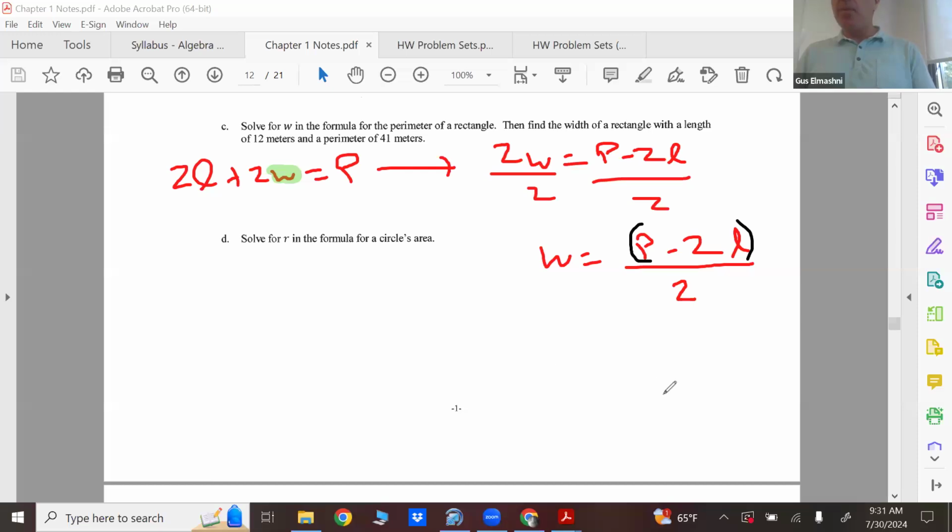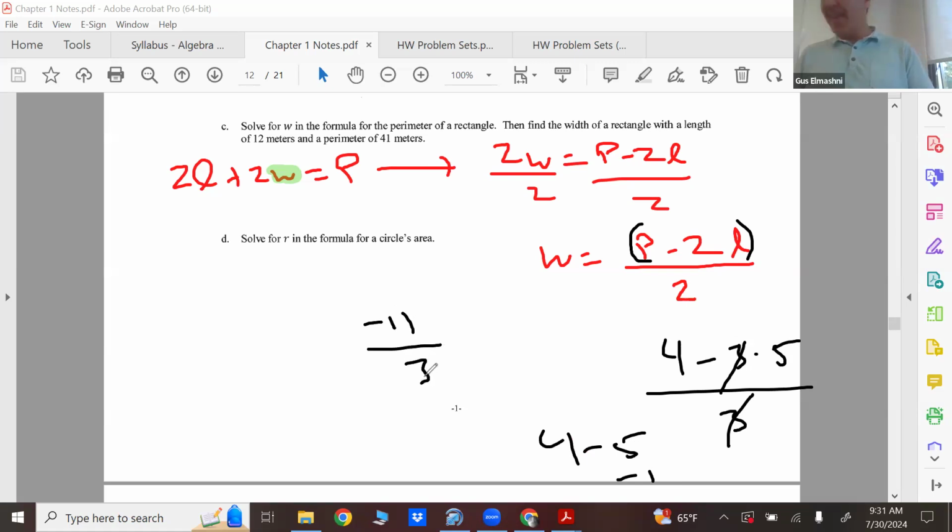Because, for example, you would never do this. If you have 4 minus 3 times 5 over 3, can I cross off those 3's? No. If you do, you would get -1. You get 4 minus 5 is -1. But what is it really? It's actually 4 minus 15, which is -11 over 3, which is not -1. So if we don't do that with numbers, don't do that with letters.